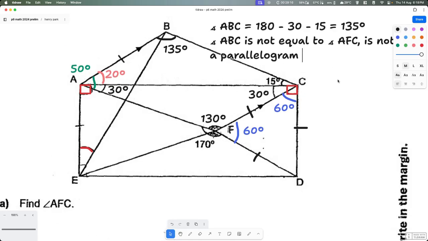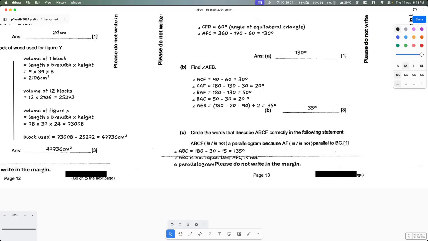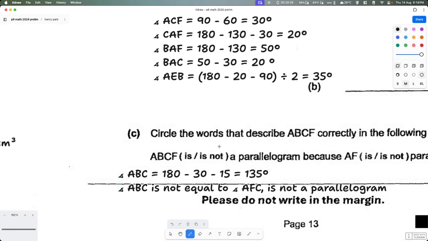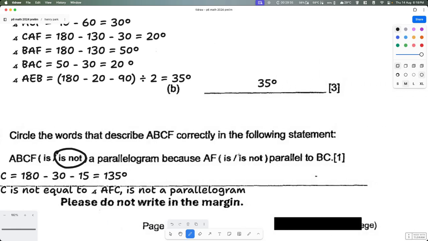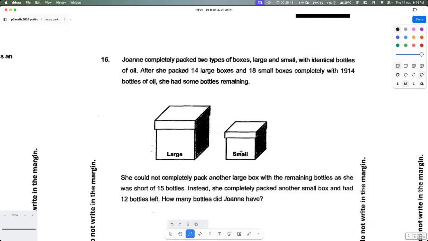Oh, okay, I spelled correctly. Okay, like this. All right, so I'm going to write it down here. So it's not a parallelogram. So I'm going to circle this. It's not. Okay, maybe my circle is a bit too big. And it's not parallel. So AF is not parallel to BC. Let me circle again. I really want to circle very nicely. Wow, very nice. Okay, so both is not. Let's move to the next question.